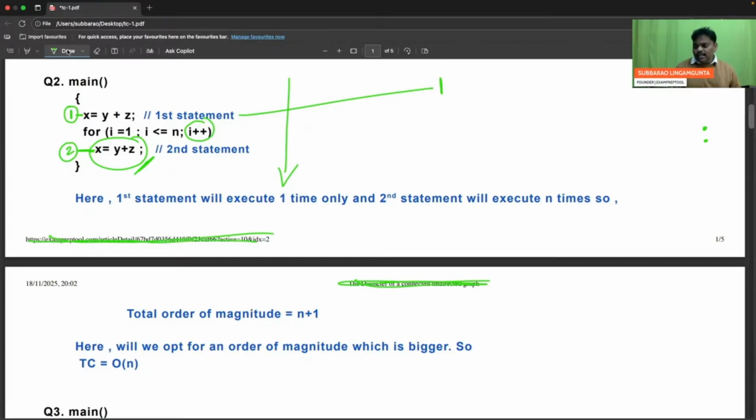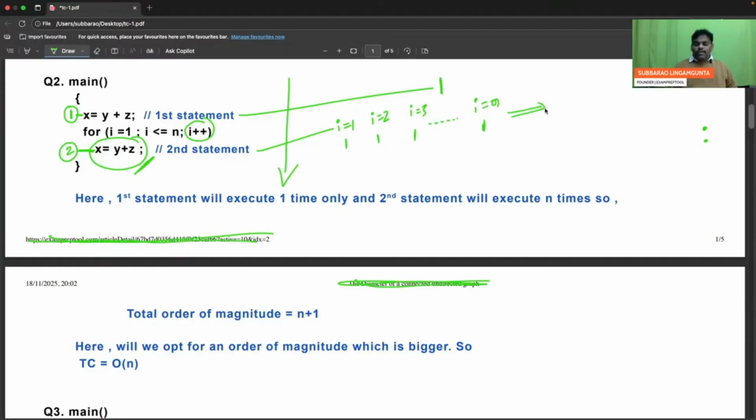Don't study the syntax and all. After the logic is over, you can automatically see the syntax. Now everyone understand. I is equal to 1. This second statement executes one time for I equal to 1, one more time for I equal to 2, one more time for I equal to 3, and it will continue until I is equal to n. So the second statement is executing approximately n times.